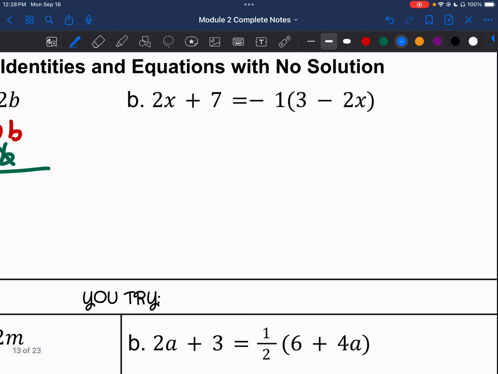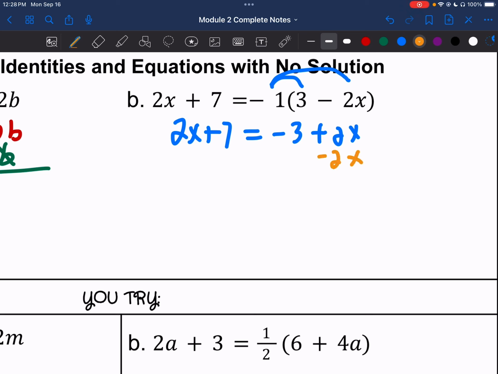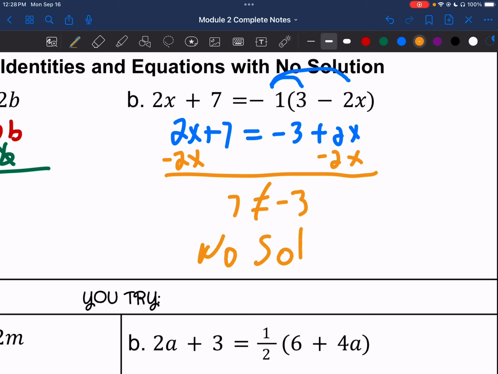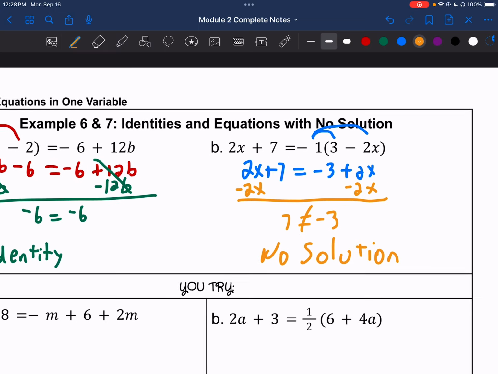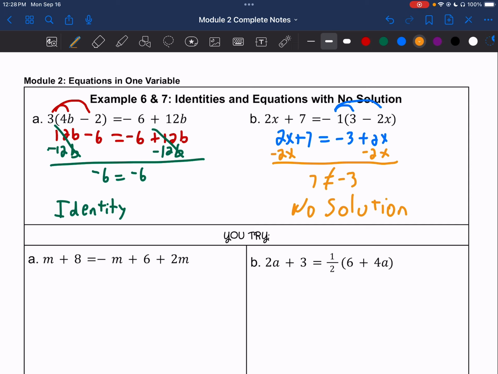All right, letter B. Let's take a look at what we have. We're going to need to do distribution on the right. So we've got negative 1 times 3. So we have 2x plus 7 on the left equals negative 3, and then negative 1 times negative 2 is plus 2x. So now I subtract my 2x from both sides, and I get that 7 is equal to negative 3. Well, that's just not true. We know that's not true, so this is no solution. And so on your assignment, if you get one of these special cases, you're going to either write identity or you'll write no solution.